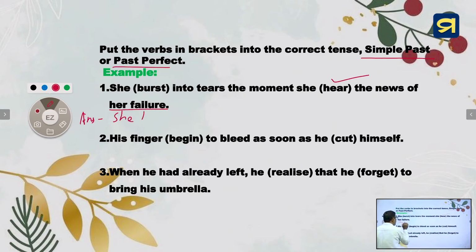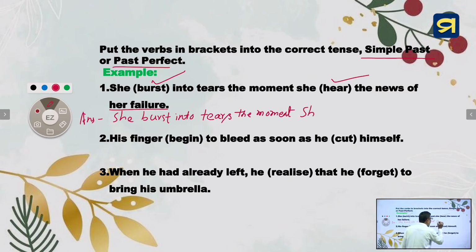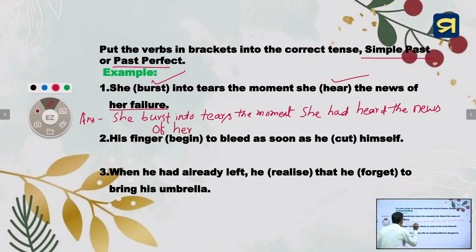She burst, the past tense of burst is burst only, into tears the moment she had heard, H-E-A-R-D, heard the news of her failure.